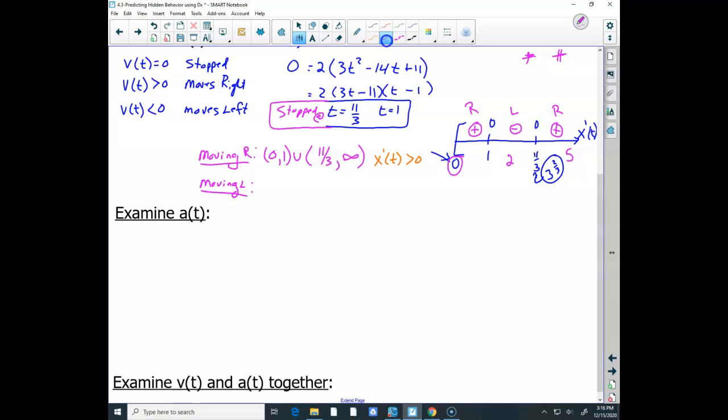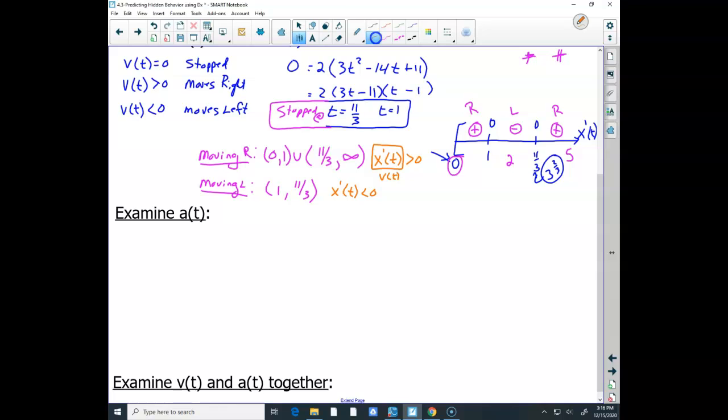Well, I'm moving left from 1 to 11 thirds. They're going to say justify your reasoning. Well, my justification is because x prime of t is less than 0. Okay? So that's how I know I'm there, and I'm changing my direction. And I don't even have to say x prime. I can call this v of t because it's my velocity. As long as you're identifying it as the derivative, you're fine.